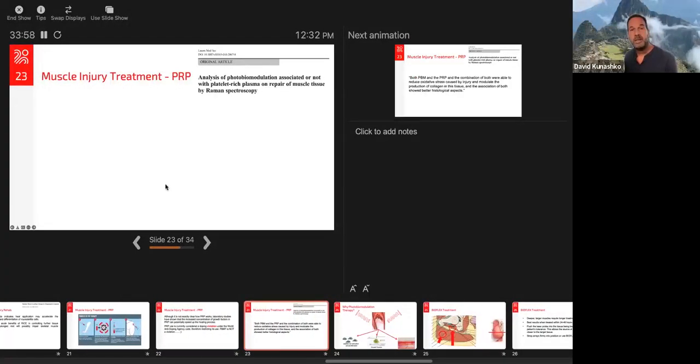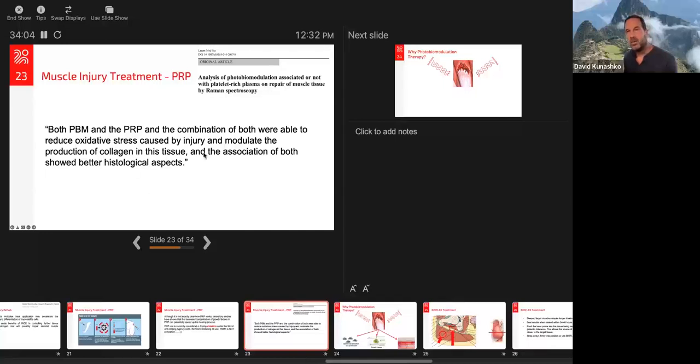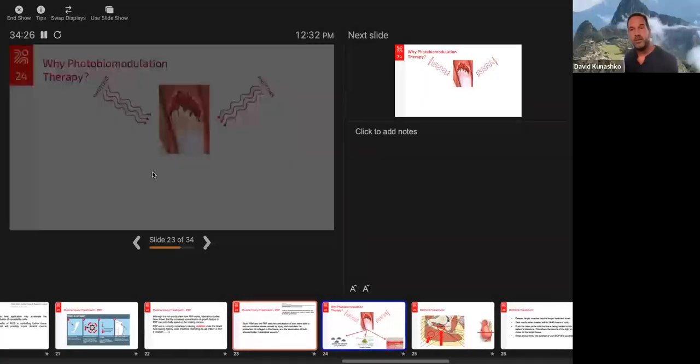This paper looks at the analysis of using both PRP combined with laser therapy. And I won't do the whole paper, but essentially they found that PBM, or photobiomodulation, with PRP, and the combination of these, so both, were able to reduce oxidative stress caused by injury and modulate production of collagen in the tissue. And overall, it showed that there was better histological repair when the two were done together.